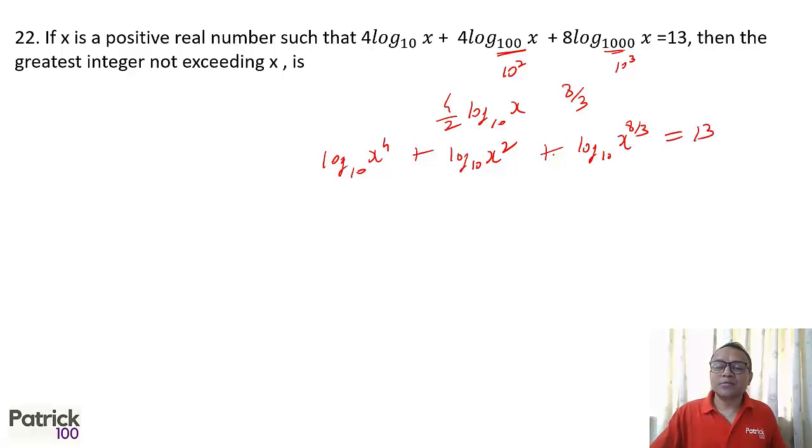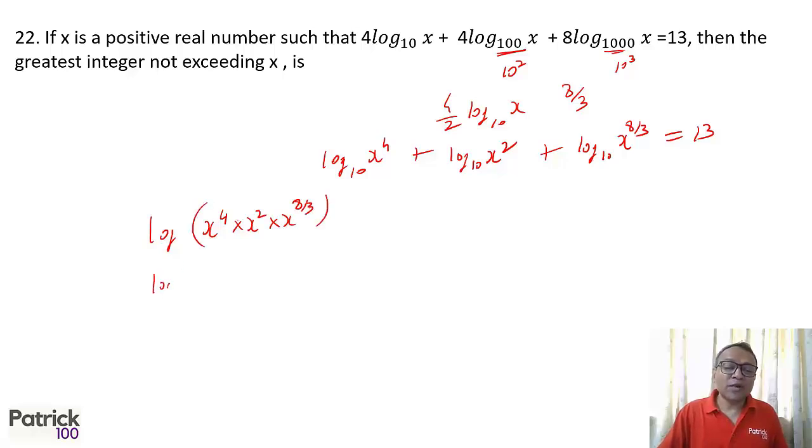This becomes 13. So log a plus log b plus log c is log of a into b into c. So if you solve this, it becomes log of x raised to 4 into x square into x raised to 8 by 3. I'm writing steps; if you can reduce the steps, it's helpful. 4 plus 2 plus 8 upon 3 is equal to 13, base 10. So using that, you'll get x. If you solve this, 26 upon 3 is equal to 10 raised to 13. Again, the log formula: log of a to the base b equal to c means a is equal to b raised to c. So you basically get that.